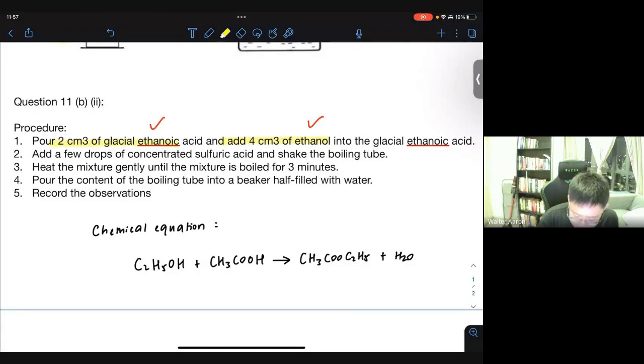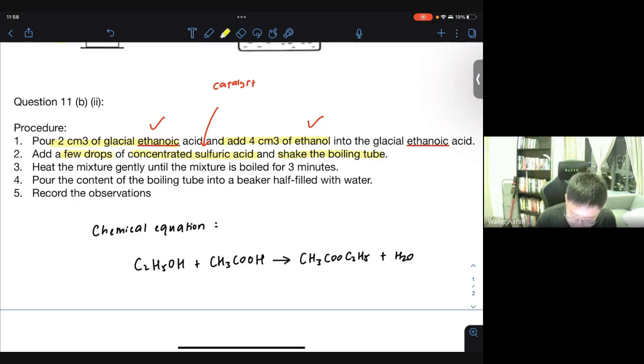Then after that, add a few drops of concentrated sulfuric acid and shake the boiling tube. Concentrated sulfuric acid over here is supposed to be your catalyst. Also, this technically is a dehydrating reaction to remove the water, because these 2 molecules, ethanoic acid and ethanol, must undergo a condensation reaction, right? They must remove certain atoms to accommodate new bonds. So concentrated sulfuric acid will act as your catalyst for the reaction.